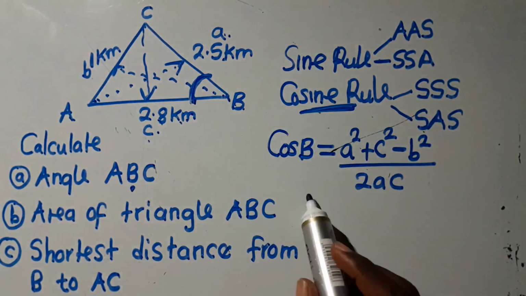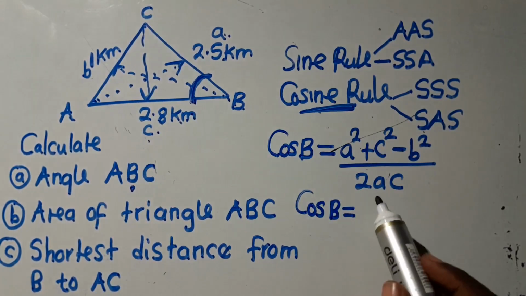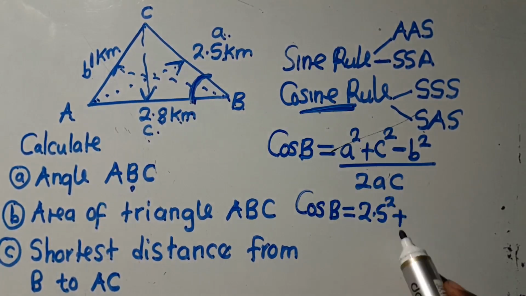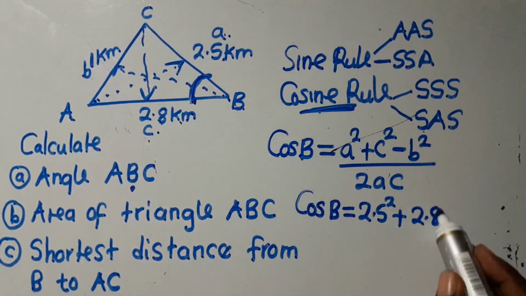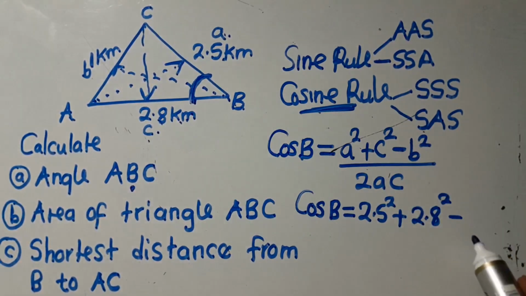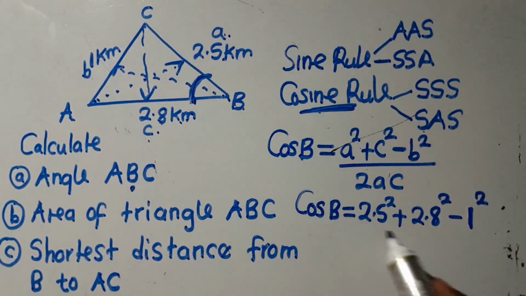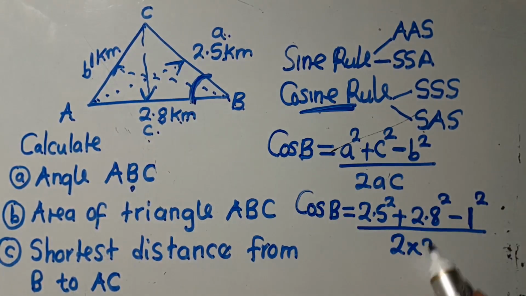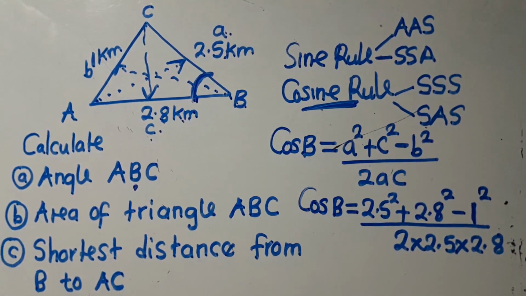Then we just substitute, where we are going to say that cos B is equal to, what is my a? My a is 2.5. 2.5 squared plus, what is my c? My c is here, 2.8. 2.8 squared minus b. What is my b? My b is 1. So I say 1 squared over 2 times a, which is 2.5, times c, which is 2.8. This is just a formula that should be known.